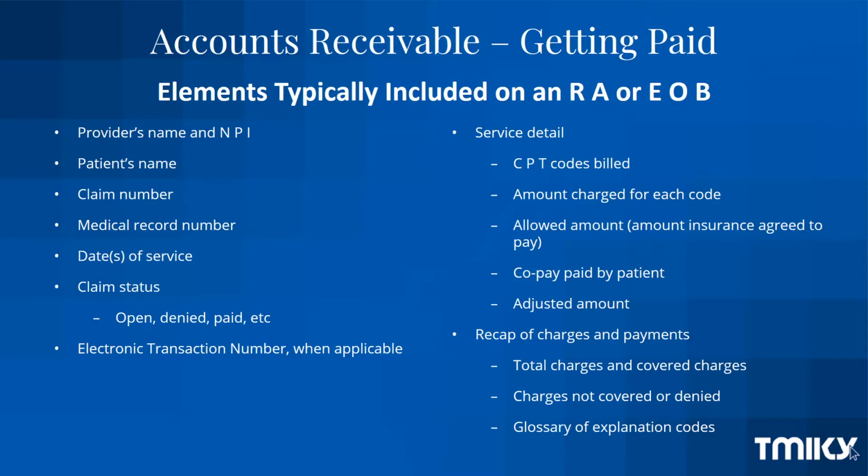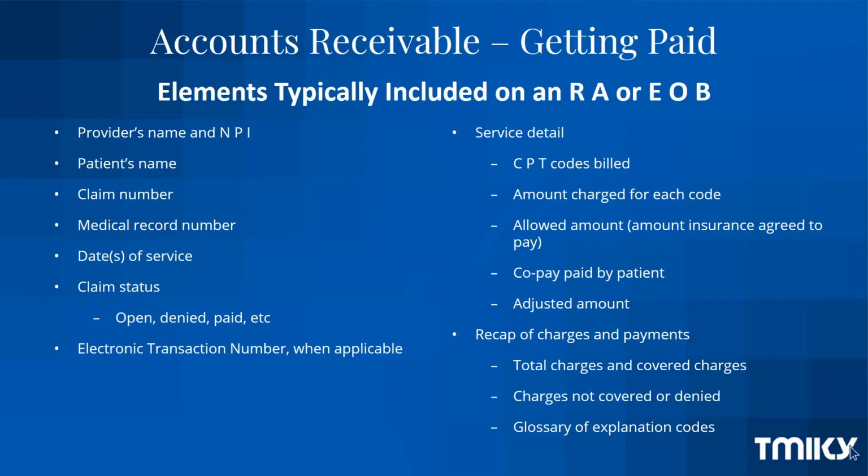Now let's go over the elements typically included on an RA or EOB: the provider's name, the patient's name, the claim number, the medical record number, the date or dates of service, and the claim status, whether it's open, denied, or paid. It also includes the electronic transaction number when applicable, and service detail. This includes the CPT codes billed, the amounts charged for each code, the allowed amount, which is the amount the insurance agreed to pay, the copay paid by the patient, and the adjusted amount.